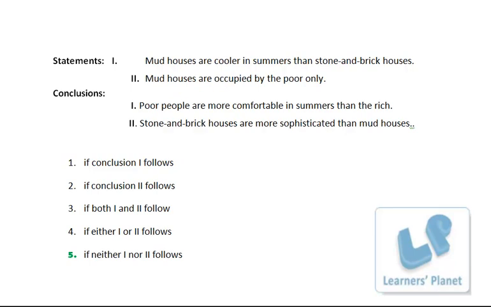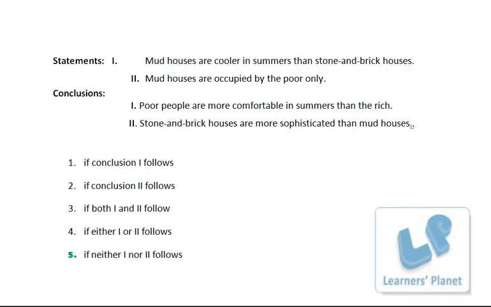The statement here: we are having 2 statements. Mud houses are cooler in summer than stone and brick houses. Mud houses are occupied by the poor only. The first conclusion: poor people are more comfortable in summers than the rich. Poor people are living in mud houses, so they can protect themselves from the hot atmosphere in summers, but that really doesn't mean that they are more comfortable than rich people in summers. Rich people can afford to have air conditioners, coolers, and other sophisticated facilities in their houses.